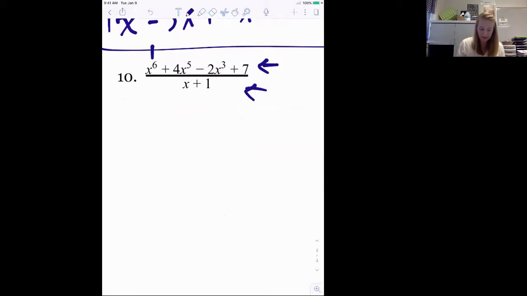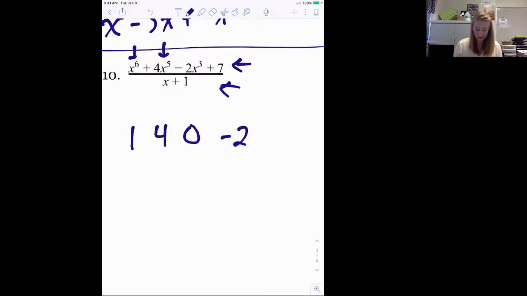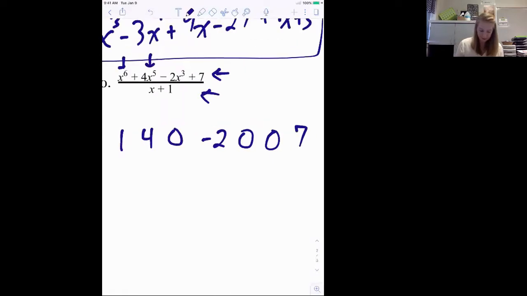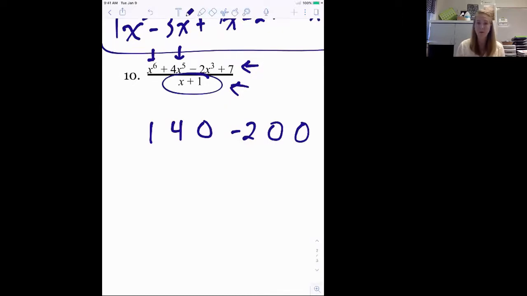I have x to the 6th, x to the 5th. Do I have an x to the 4th term? So I'm gonna put a 0. X cubed. Do I have an x squared? Do I have an x? I have a constant. So 6, 5, 4, 3, 2, 1, constant. I got them all. And this time you're going to set this thing equal to 0, and your negative 1 is going to go in the box. All right, go ahead and work through that problem. See if you can get a nice factor or just a quotient with a remainder.